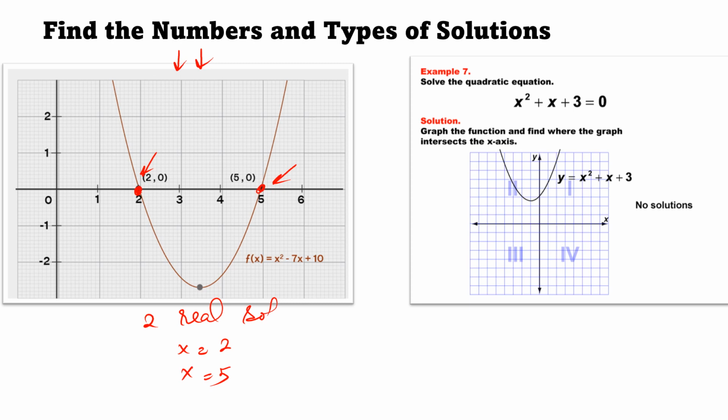Now look at this graph. This graph doesn't touch the x-axis, right? It doesn't touch the x-axis. So if it doesn't touch the x-axis, just close your eyes and write 2 imaginary solutions. That's it, 2 imaginary solutions.